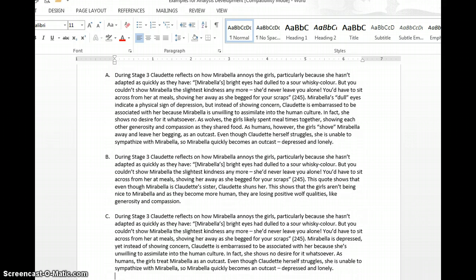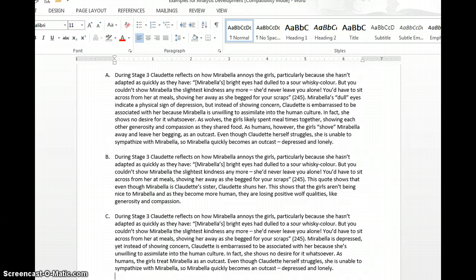A. During stage 3, Claudette reflects on how Mirabella annoys the girls, particularly because she hasn't adapted as quickly as they have. Mirabella's bright eyes had dulled to a sour whiskey color, but you couldn't show Mirabella the slightest kindness anymore. She'd never leave you alone. You'd have to sit across from her at meals, shoving her away as she begged for your scraps.